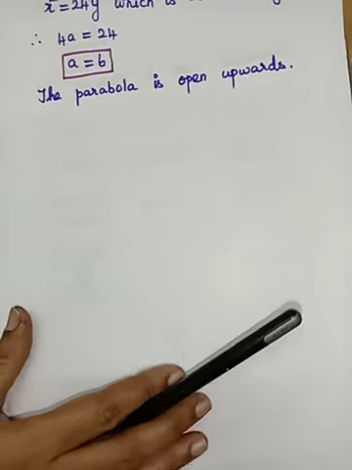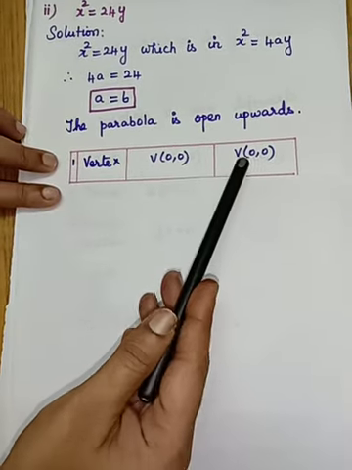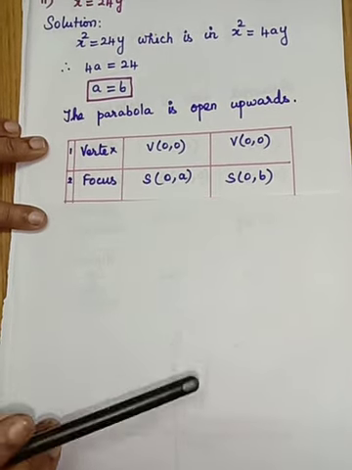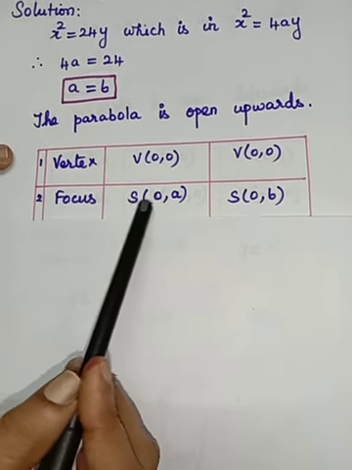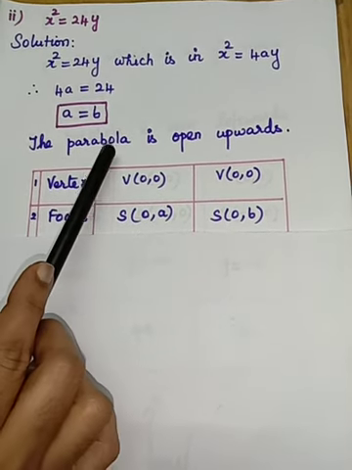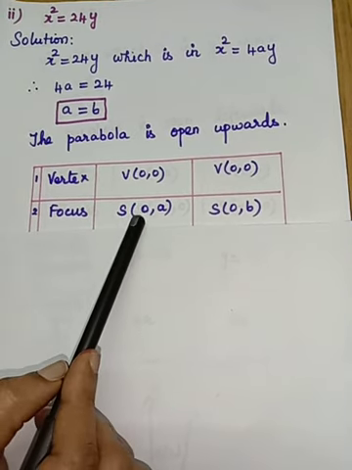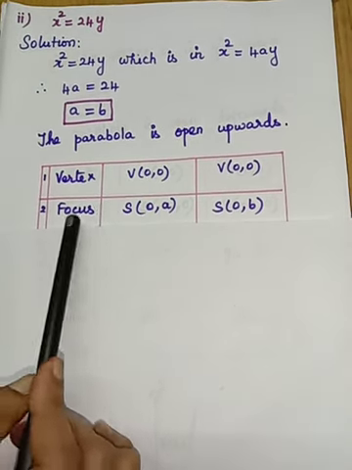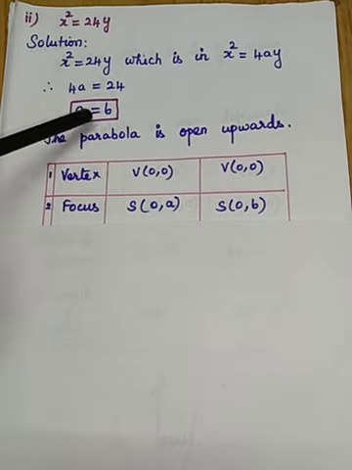Okay, so we are going to find the properties. The first one, vertex. It is in the standard form. So the vertex is 0, 0. Come to the focus. It is open upward. So the axis will be the y-axis. So everything will be on the y-axis. So the focus is 0, a. So this is very important. The axis of the parabola which is open upward is the y-axis. So all the points will be on the y-axis only.